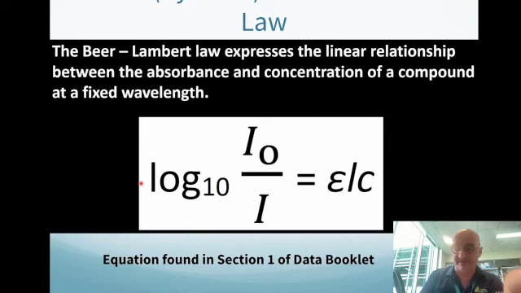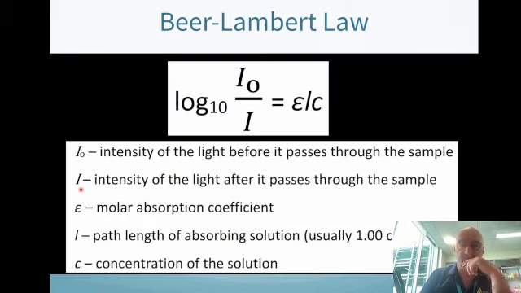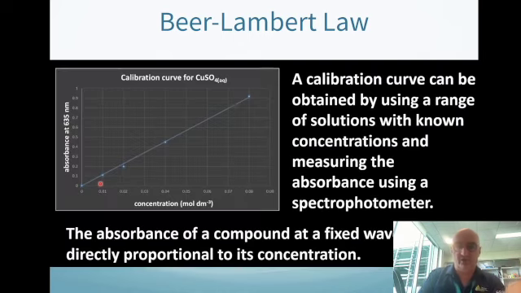Beer-Lambert law: log to the base 10 of I0 over I equals epsilon, the molar extinction coefficient, times the path length, times the concentration. Intensity of light before and after, I've mentioned the other three when I was talking. With the Beer-Lambert law, we use a calibration curve. You can use this with a colorimeter. You might use this in your IA.